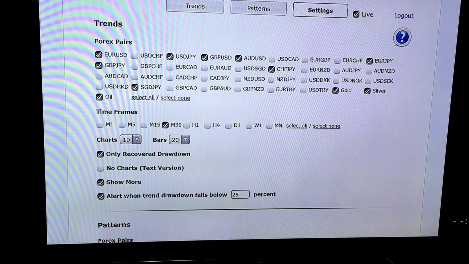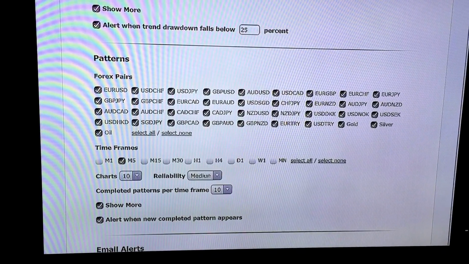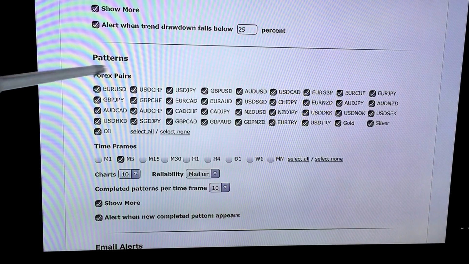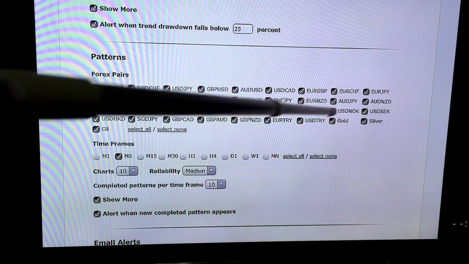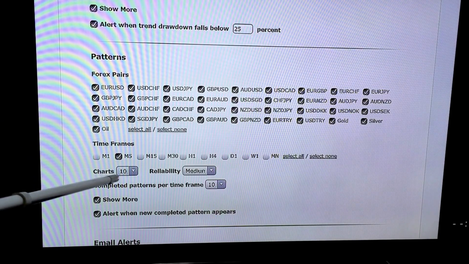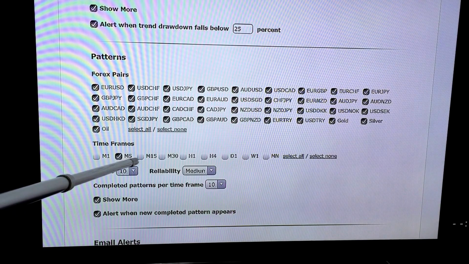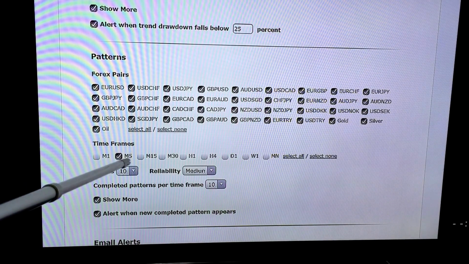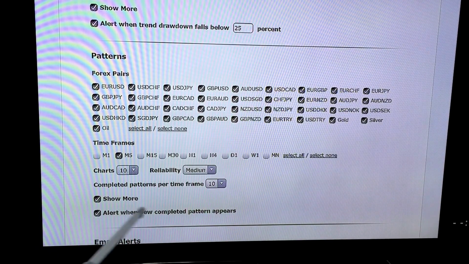Now, let us go back to patterns and see what is going on there. Now, this is patterns, okay? I have already set my own market the way I want it. In patterns, I've picked my trades, okay? I want to see 10 charts at a glance. You can set any time frames you like. I only set 5 minutes here because I just use 5 minutes to see what is going on. And then it's going to alert you when any pattern is completed.